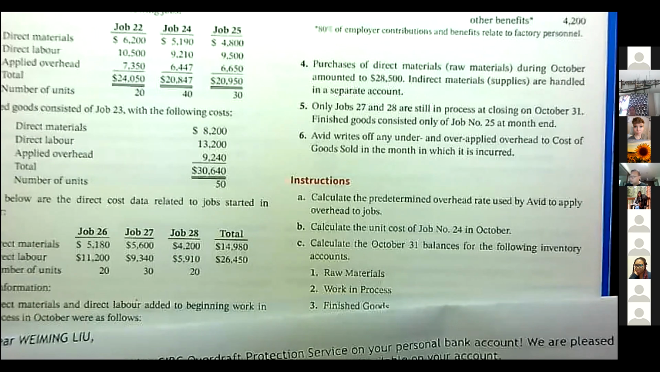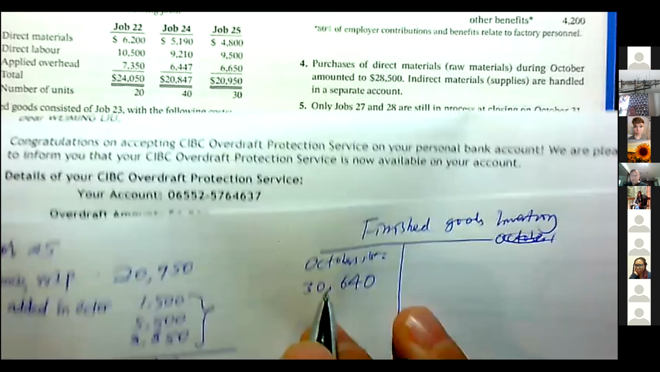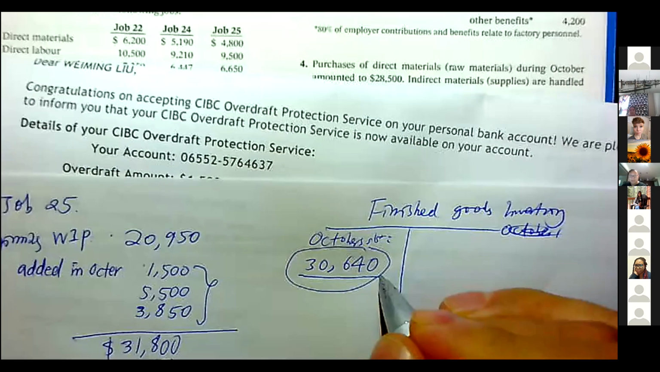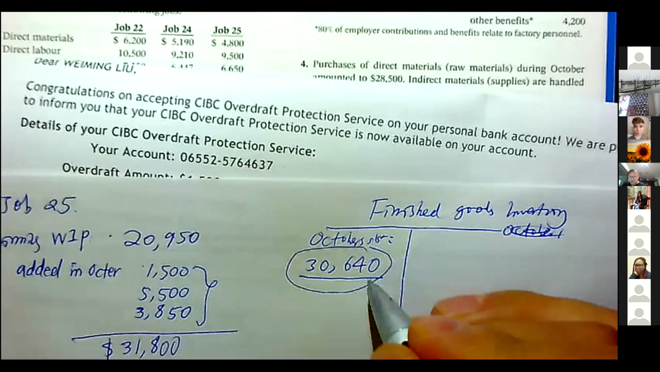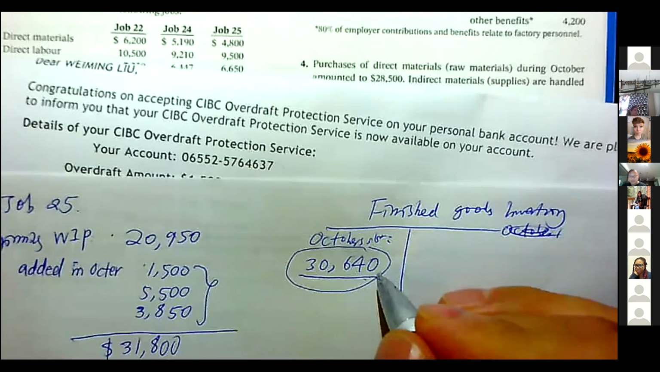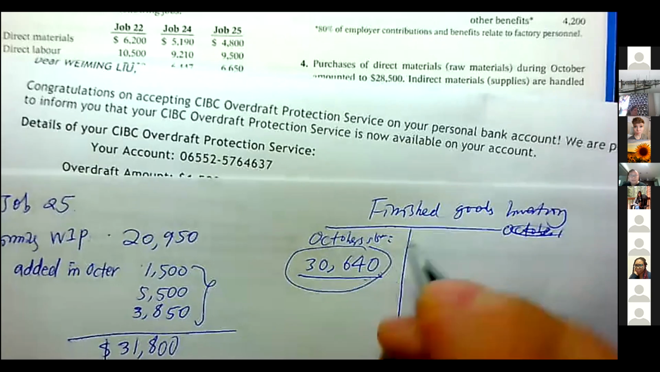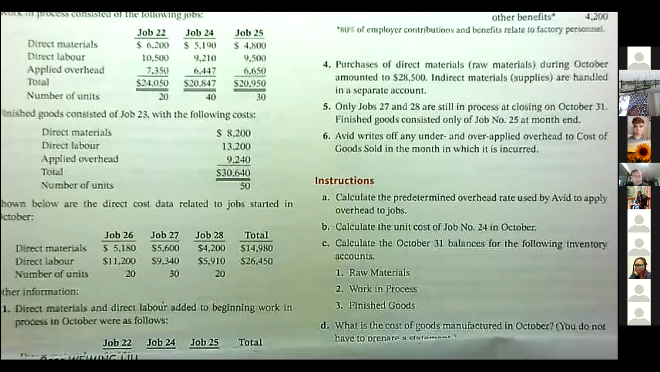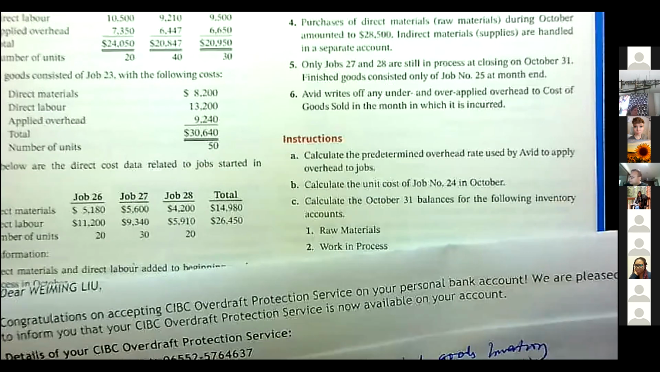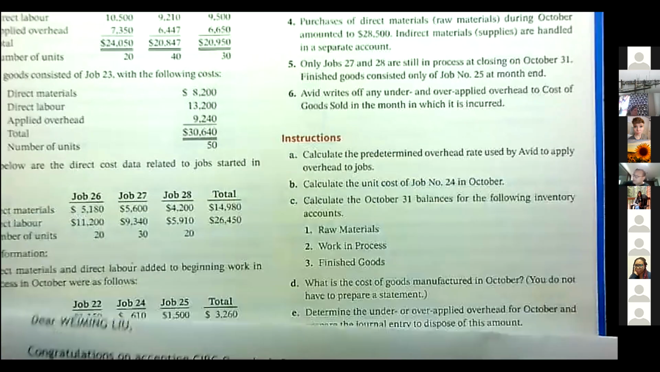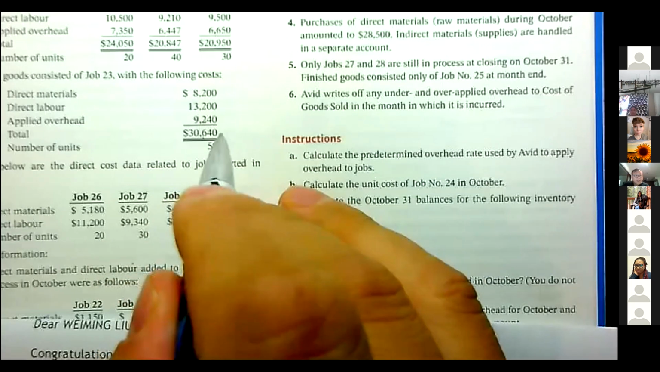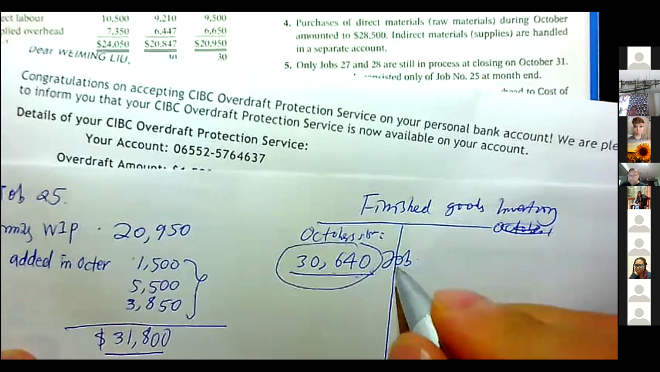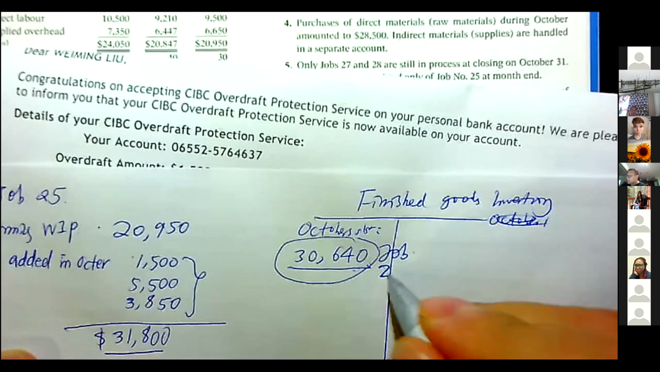By the way, what are these numbers? Maybe this is job order 21? Do you know which job orders these are? No, I don't. But I suppose they may tell us. Okay, they told us this is job 23. Did you see this number, 3640? So we know that the beginning finished goods inventory is job 23.